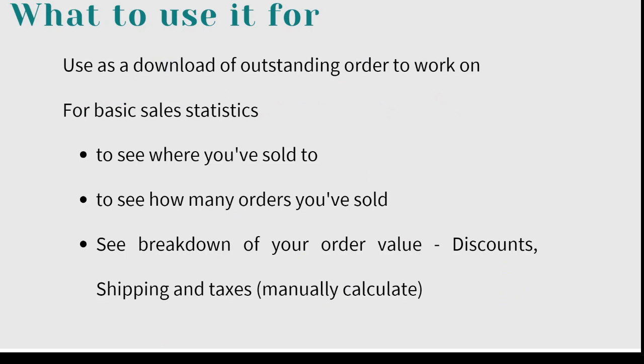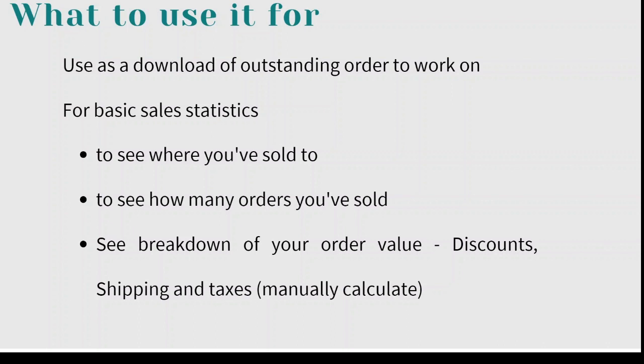So I would suggest you use your order file as two things. One, as a download of your outstanding orders to work on. So if you want to just literally get a list of all your open orders, great, use your order file for that. It will give you your buyer information, your shipping. It won't necessarily tell you a great deal on what products you need to make to fulfill that, although it does have the SKU information at the back.